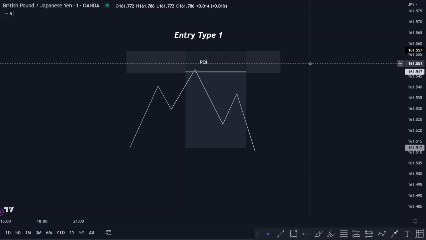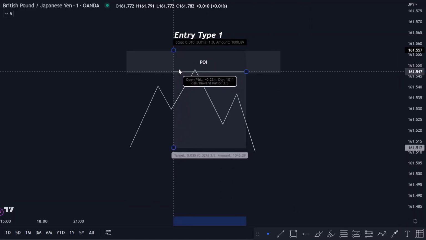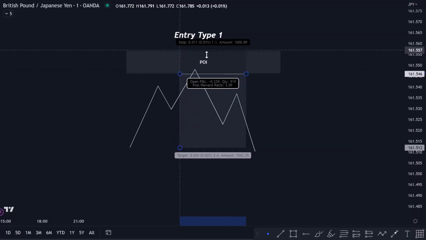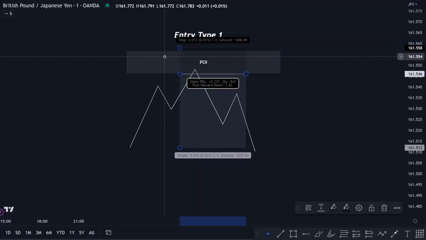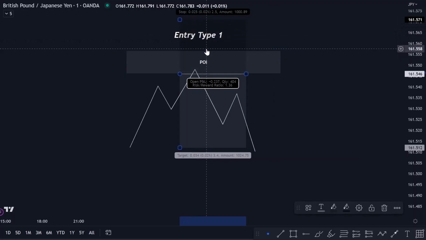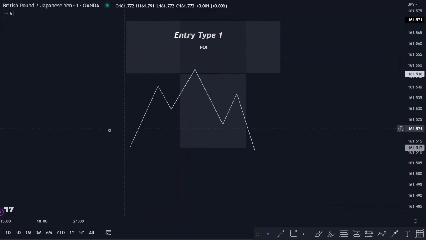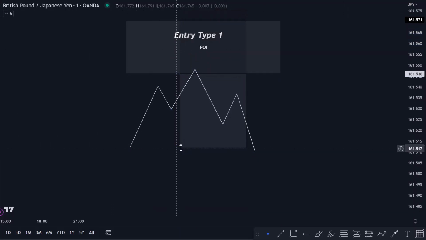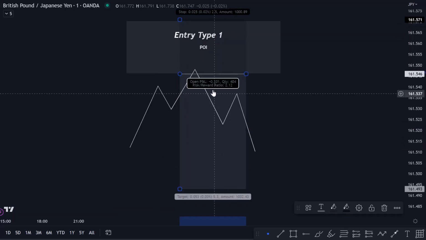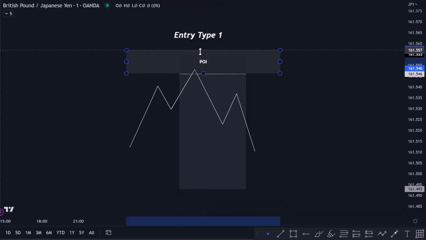However, the cons of this entry type is that the reward to risk ratio is not the best. So as you can see, you will have to enter at the beginning of the point of interest, and then your stop loss always above the point of interest. If this zone is much larger, then your stop loss will be larger. And then imagine having a very close liquidity here, so it's gonna be not worth it. But in this entry type, your stop loss is always gonna be higher compared to other entries.